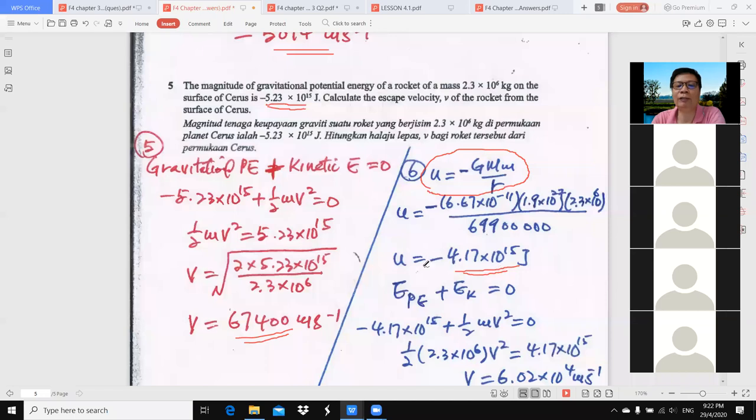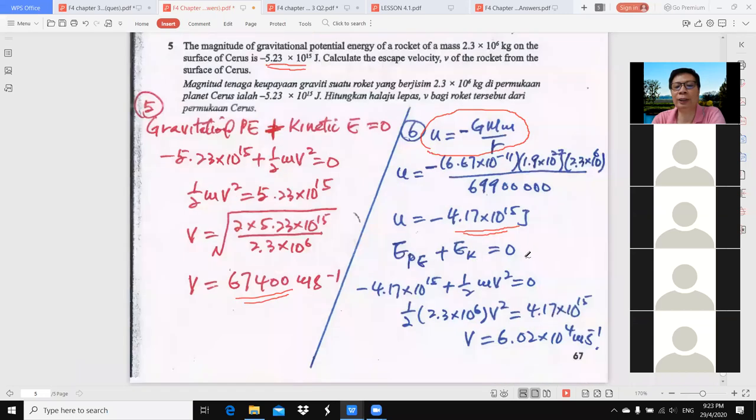Then use a formula: gravitational potential plus kinetic energy equals zero. By the principle of conservation of energy, the energy remains at zero. Put this value here in the half mv squared kinetic energy formula. Now take the mass of the rocket, because the rocket wants to escape. Bring this over and solve the equation, and you get your final answer: 6.02 times 10 to the power 4 meters per second.